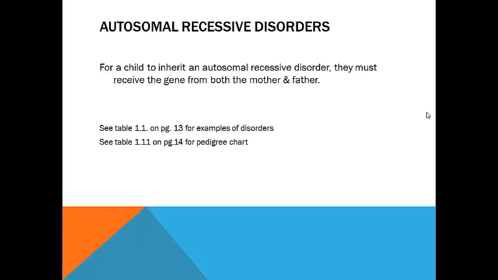So to look briefly at some of these different disorders, autosomal recessive disorders is when a child inherits an autosomal recessive gene from both mother and father. Okay, it has to come from both the mother and the father to receive the recessive disorder. To see a breakdown of examples, look at your book for this class on page 13, and to look at the pedigree chart, please look on page 14. I couldn't find a good photo to do the book's photo justice, so take a look on those pages.